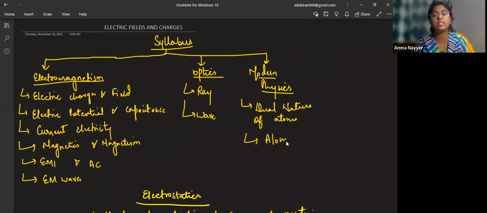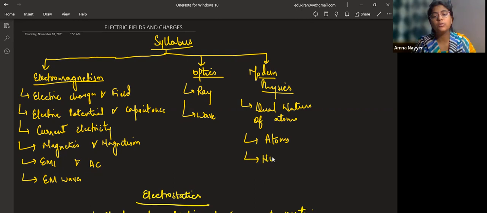Then you have atoms only, specifically atoms. That was dual nature of matter and radiation. This is specifically talking about atoms. This is all very much similar to your structure of atom. Whatever you have studied in structure of atom, all of that is included here.